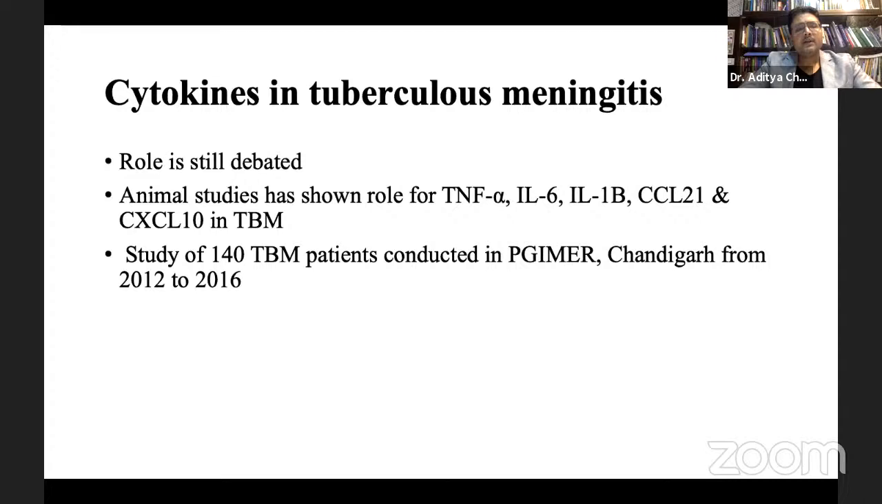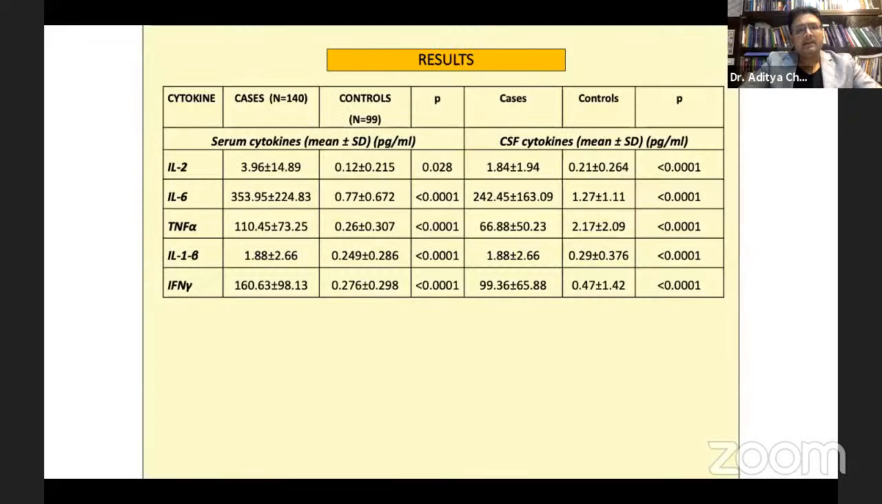There was a study of around 140 TBM patients, which was done at my alma mater, PGI Chandigarh, from 2012 to 2016. And I have the data here, which shows that interleukin 2, 6, TNF alpha, 1 beta, and interferon gamma all were significantly raised. Not interleukin 2, but the other 4 were significantly raised in both serum and CSF of TBM patients. However, interleukin 2 was significantly raised only in the CSF in patients of TB meningitis.